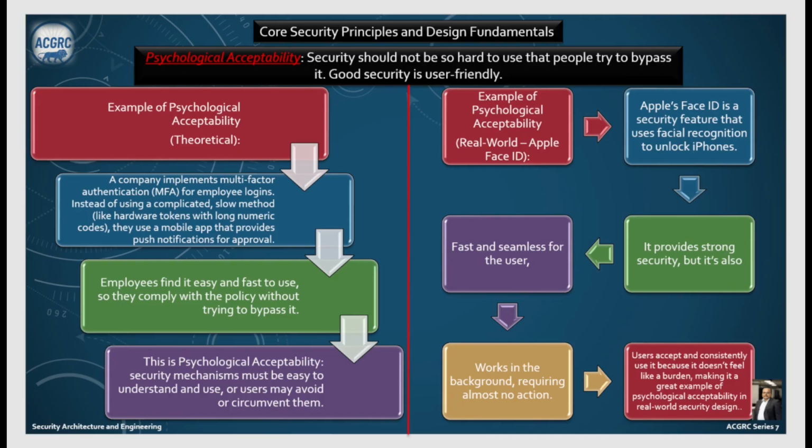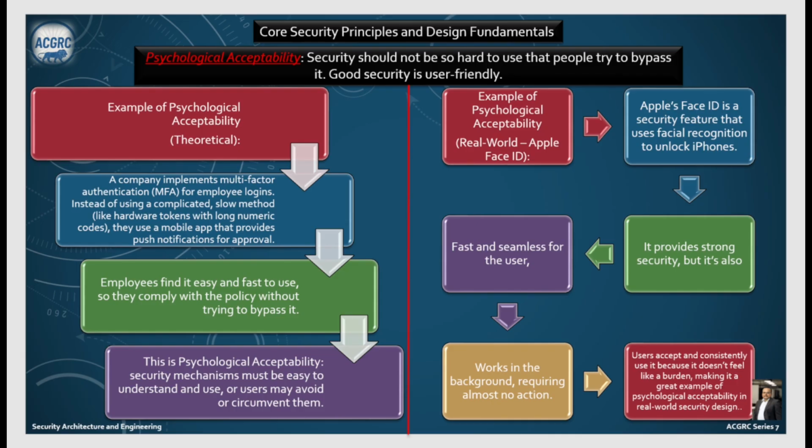Next is psychological acceptability. Security should not be so hard to use that people try to bypass it. Good security is user friendly. Let's understand this from an example. Theoretically, we take it first.